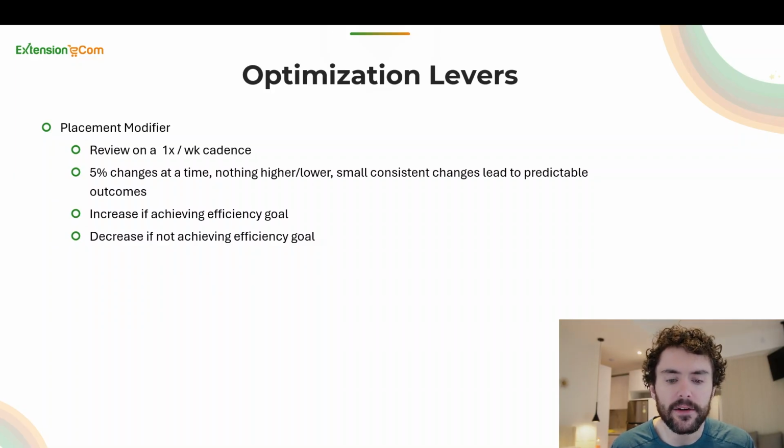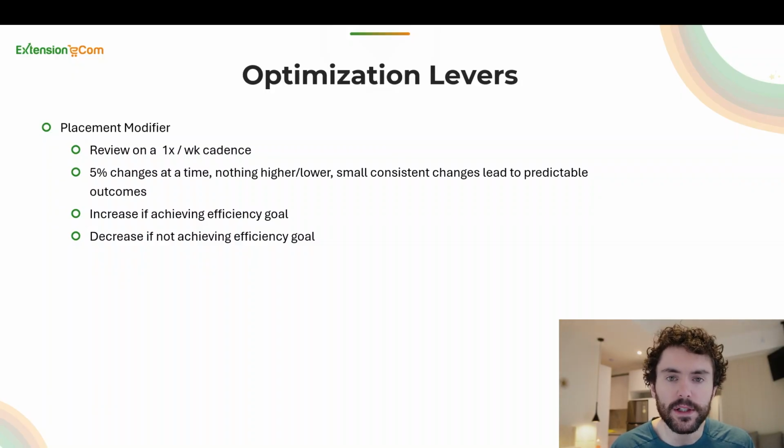You don't want to do anything higher or lower because small consistent changes lead to predictable outcomes. When you take a placement modifier and jack it up to 100% overnight, you're doubling your bid. So if your conversion rate remains the same, and you're spending $2.50 to make $10, that's a $4 ROAS. Then you put a 100% placement modifier and that CPC goes from $2.50 to $5. Your conversion rate remains the same. You're spending $5 to make $10. You now have a $2 ROAS. You just slashed your ROAS in half.